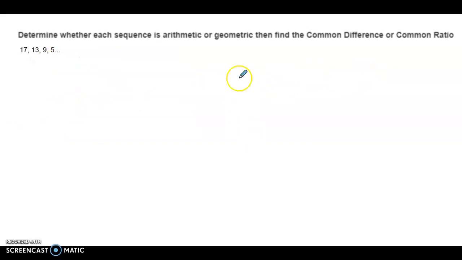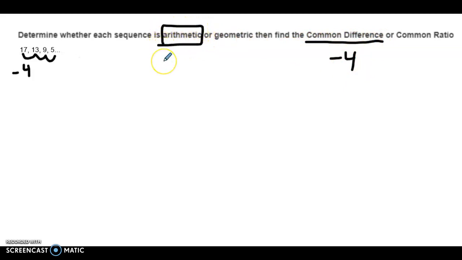Determine whether each sequence is arithmetic or geometric, then find the common difference or common ratio. All right, so we're just figuring out how we go from each number. I usually check adding and subtracting first. To go from 17 to 13, I would subtract 4. Let's check that again. 13 minus 4 does equal 9, and 9 minus 4 does equal 5. So that works. So our common difference is negative 4, and since we're adding or subtracting, that means it has to be arithmetic.